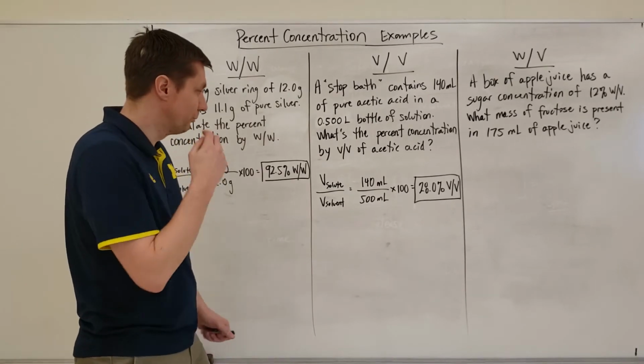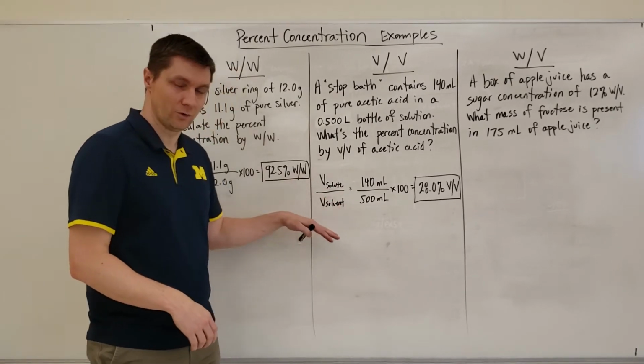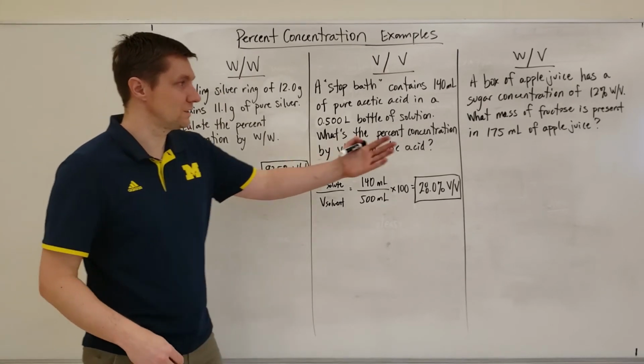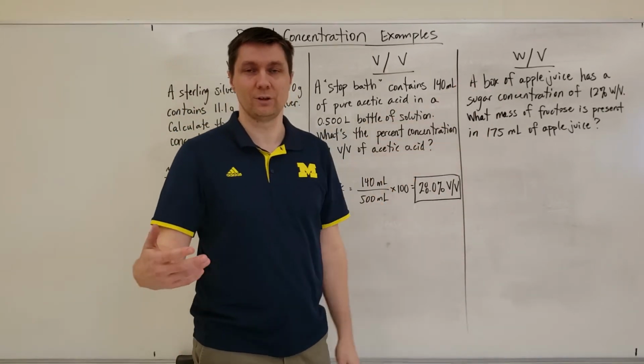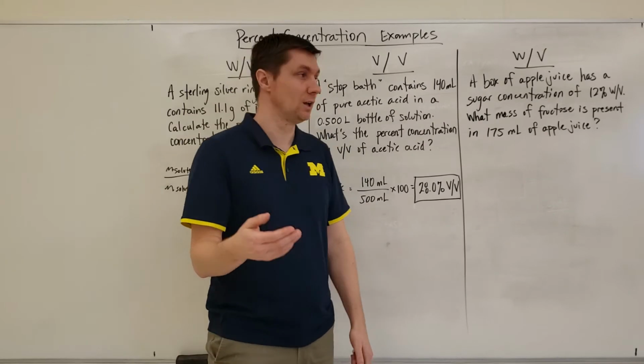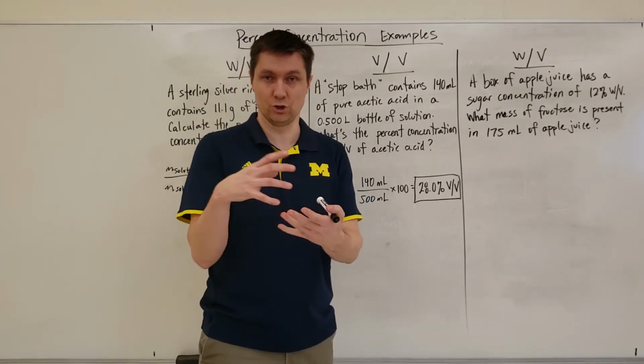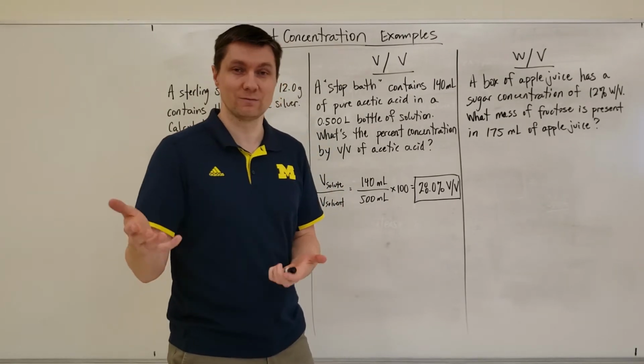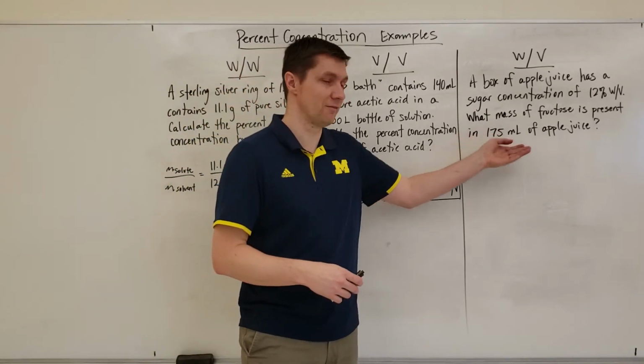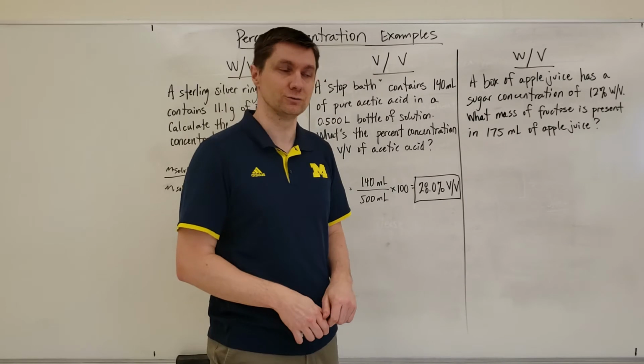Instead of giving you both the volume and the volume, or the weight and the weight, or in this case, a weight and a volume to calculate a percentage, they've given you the percentage, and it wants you to calculate the mass of fructose, so the sugar that's in apple juice, in a 175 milliliter sample of that juice.